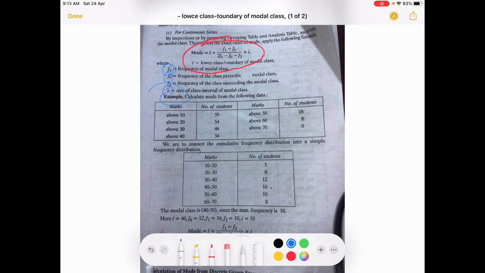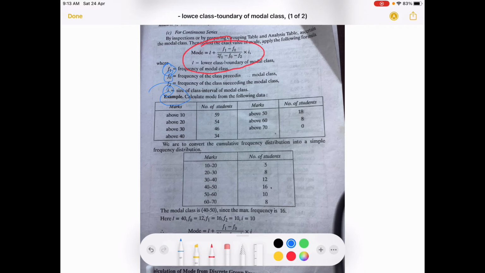See, calculate mode from the following data. They have given marks and number of students. Above 10, 59. Above 20, 54. Above 30, 46. Above 40, 34. Likewise, above 50, 18. Above 60, 8. Above 70, 0. So you are asked to calculate the mode here.